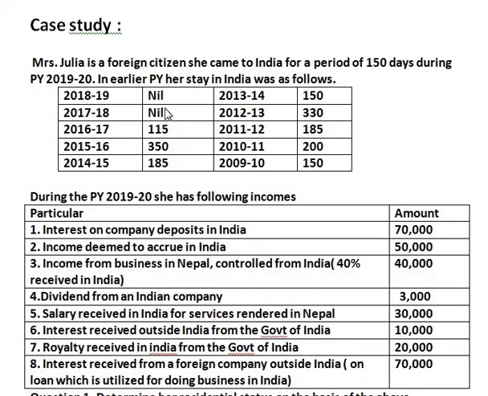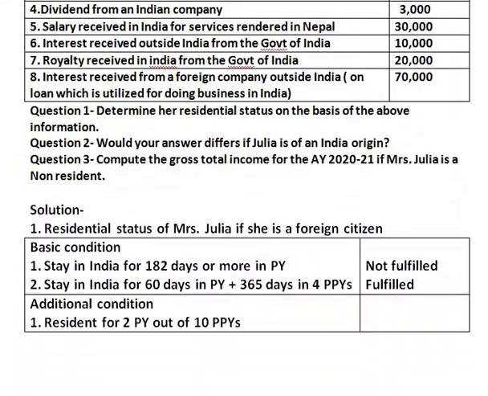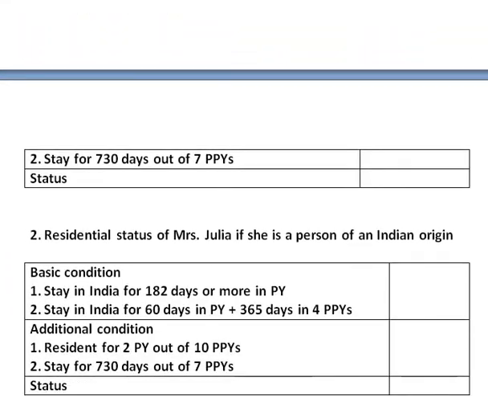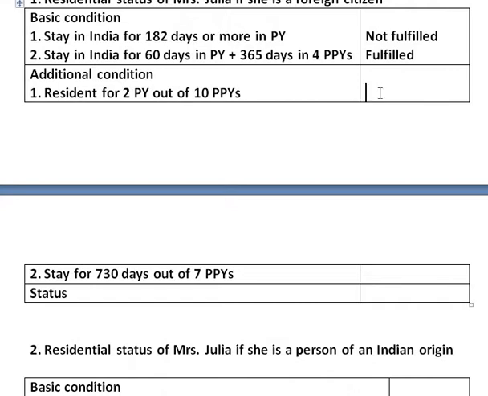Here you can see for the first 2 years she was not resident in India, but for the rest of the years she was resident in India. That is the reason we can say that Mrs. Julia has fulfilled additional condition number 1, that is, resident for 2 years or more than 2 years out of 10 preceding previous years. So the first additional condition is fulfilled by Mrs. Julia.